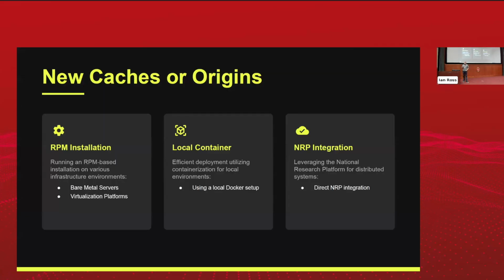When you need a new cache or origin, when a user or a campus gets a CC-Star or something like that, and says, okay, I have a space, I have storage, I want to create a new origin or a new cache for the OSDF. How can we do that? Okay, there is a classic one, RPMs. You go to the cluster, go to the node, install the packages, create the configuration, and that should work. That's a way to do it.